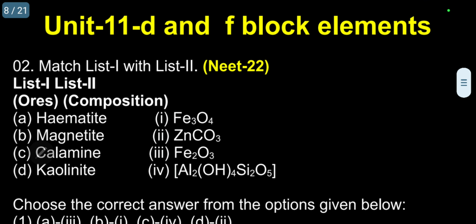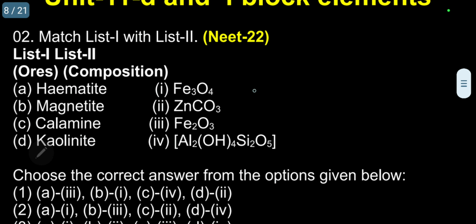The next question. This is the most important. This is simply memorized. From memory, this question is asked. It was asked in NEET 22. Match list 1 with list 2. List 1 is the ore, list 2 is the composition, its formula. A. Hematite, 1.